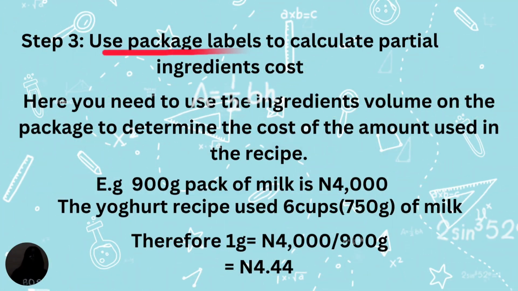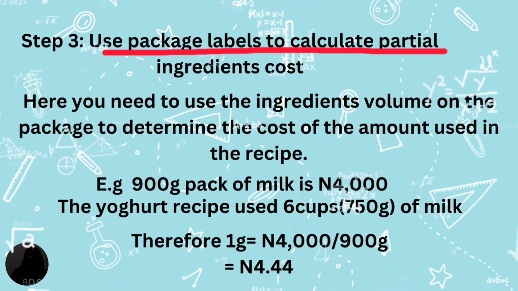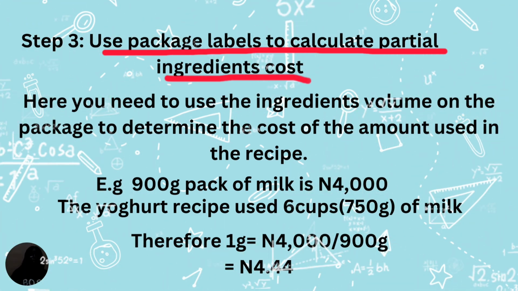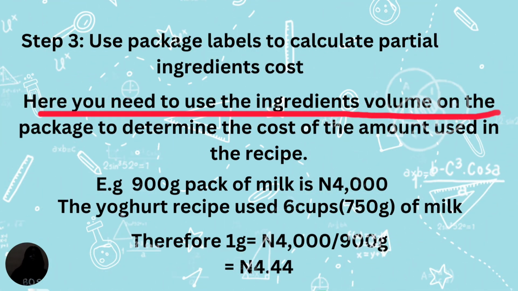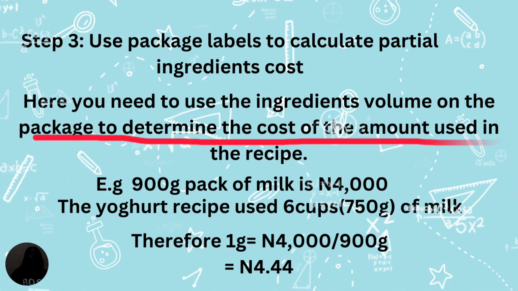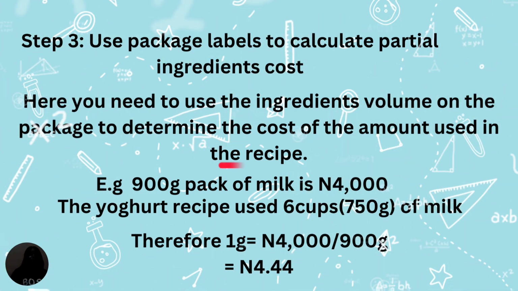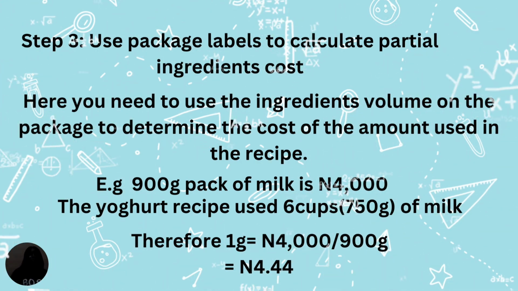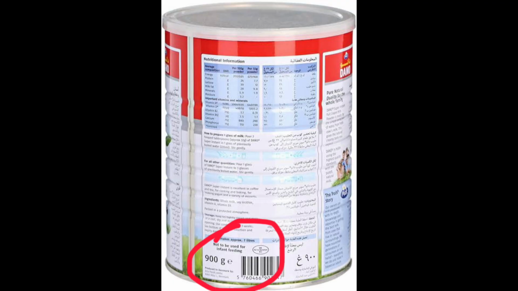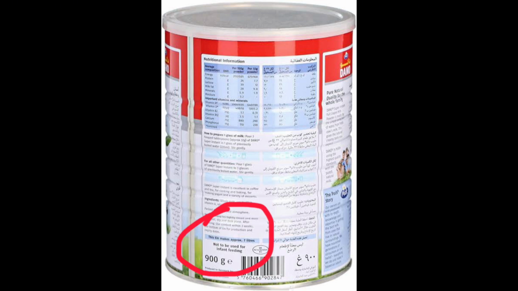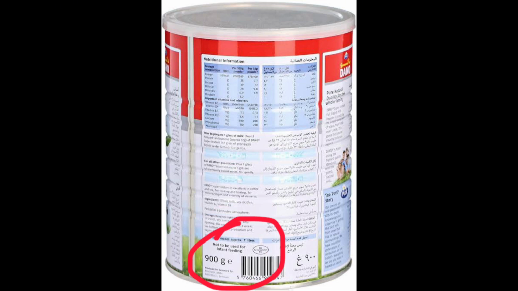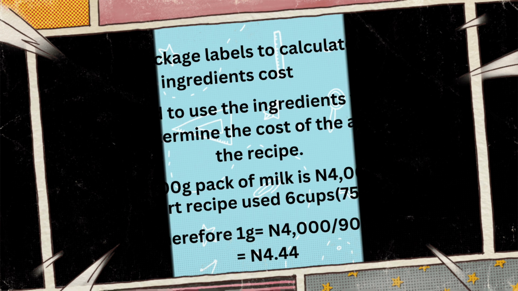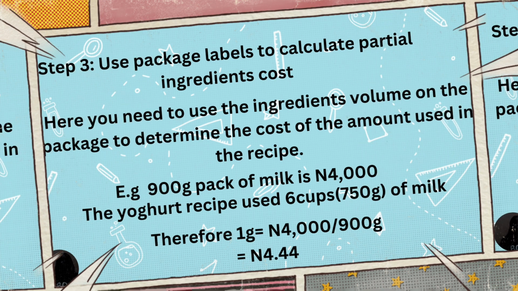Step 3, use package labels to calculate partial ingredients cost. Here you need to use the ingredient's volume on the package to determine the cost of the amount used in the recipe. Now, this is where you used a fraction of the whole. So for example, you bought 900 grams of milk and you had to use just 750 grams of the milk. How do you calculate the price of what you used?